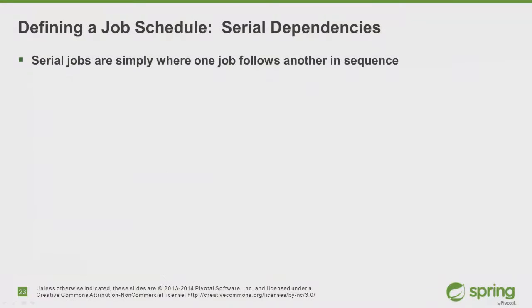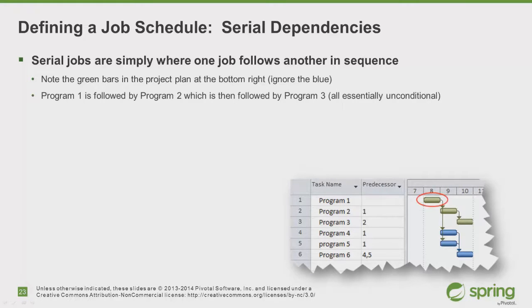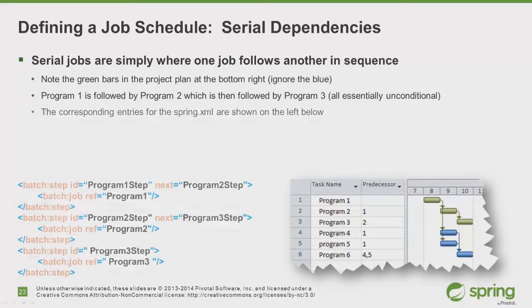Now, serial jobs are where one job executes right after another. So take a look at the project plan in the bottom right. We see three different green bars, one executing right after the other, ignoring the blue for the moment. So it's program 1, followed by program 2, followed by program 3.